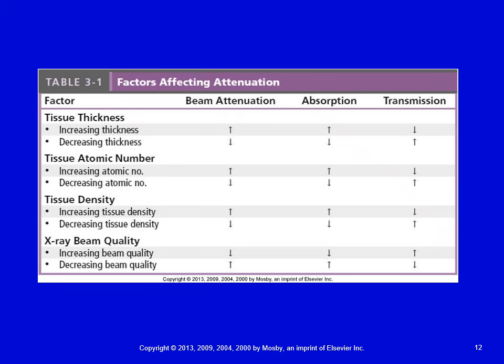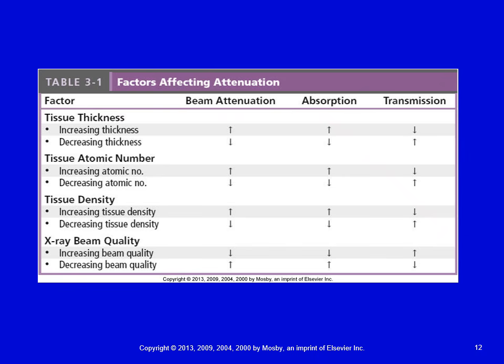All right, the last category right there is X-ray beam quality. What I want you to attach or associate with increasing beam quality is high kVp. And what I want you to attach to decreasing beam quality is low kVp. So with higher kVps, the beam is stronger, therefore it may be attenuated or absorbed less. And if it is attenuated and absorbed less, that means that more is able to penetrate the body part, be transmitted to interact with your image receptor.